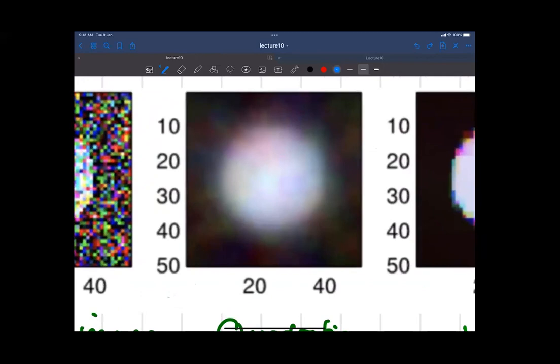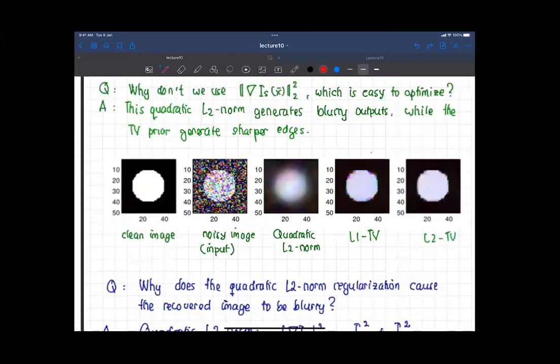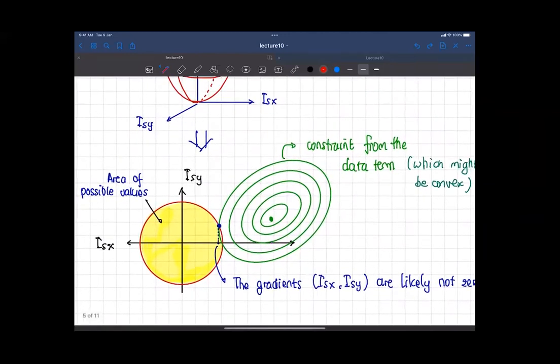It becomes not sparse. The gradient is not sparse because it has to be zero. The gradient has to be zero actually, but it doesn't give you zero gradients. And then you recover the image from these non-zero gradients, it gives you non-zero pixel values. And that's why this is the case here. Non-zero everywhere means that this one is supposed to be zero, but it's not zero anymore. That's why it becomes blurred. So that is the weakness of this quadratic function. The gradient of the intersection is not zero.